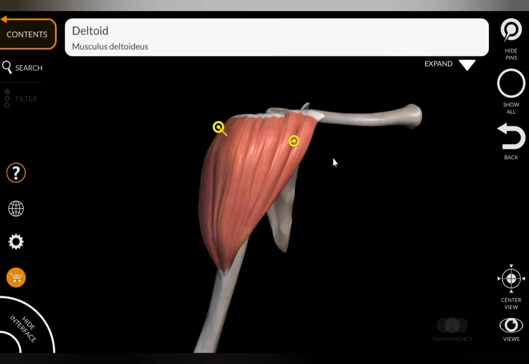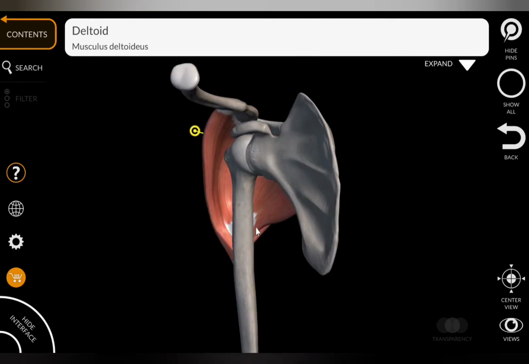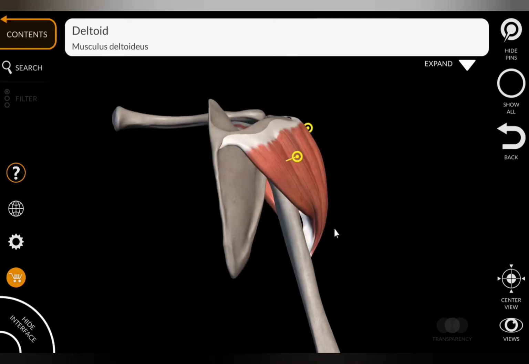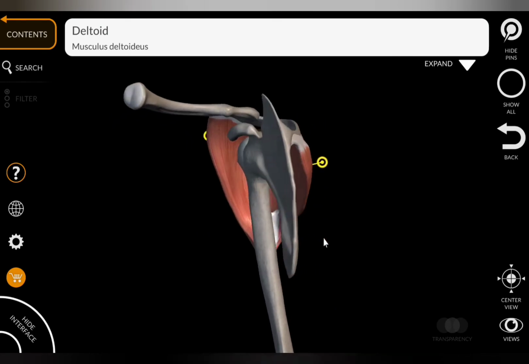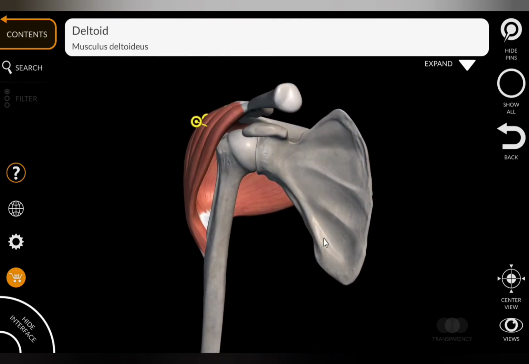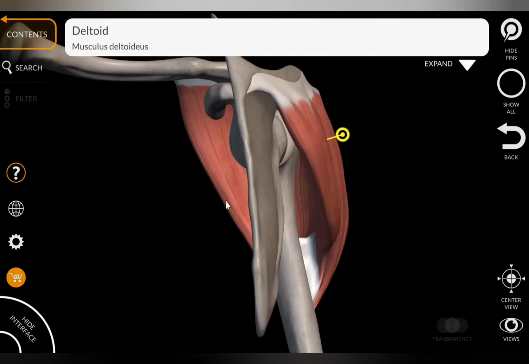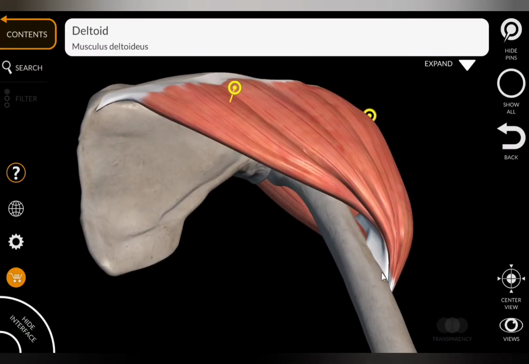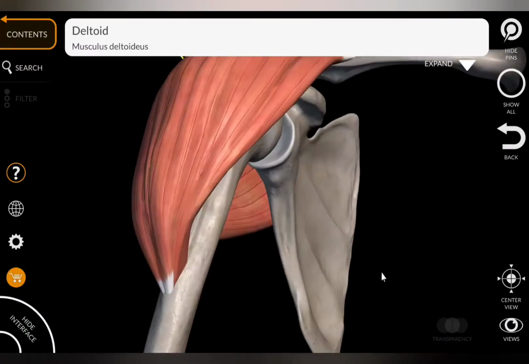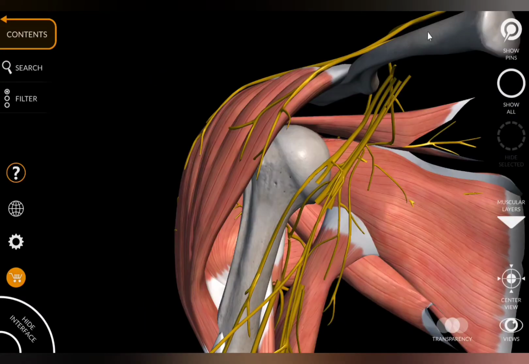In this picture, you can clearly see the insertion of the deltoid muscle. It is inserted into the deltoid tuberosity of the humerus by means of three intermuscular septa. You can see the septum. So we saw the insertion of the deltoid muscle.